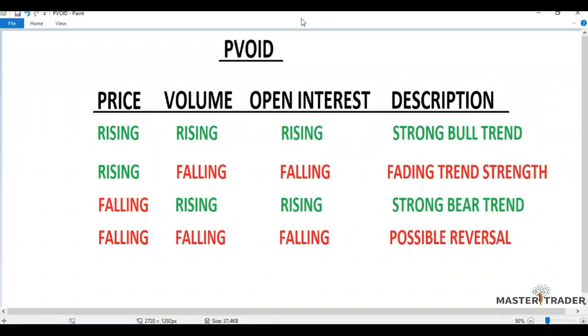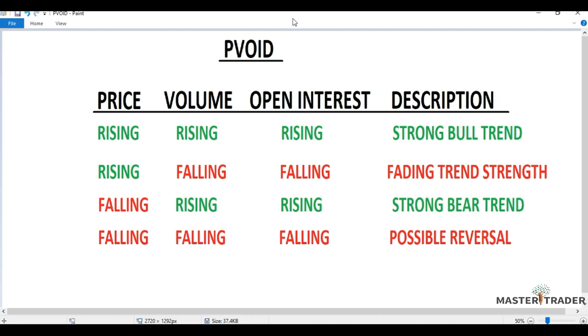Hey guys, so in the previous video we looked at open interest. What is open interest and what is its significance? Now let's take it a bit further, and let's combine a few other factors with open interest.